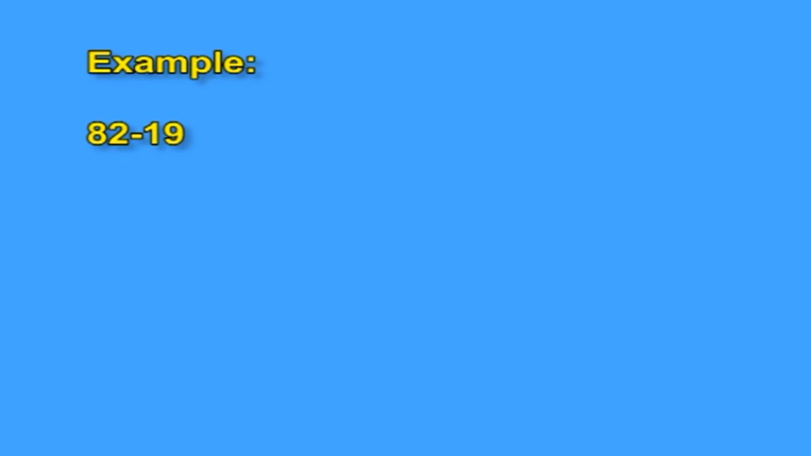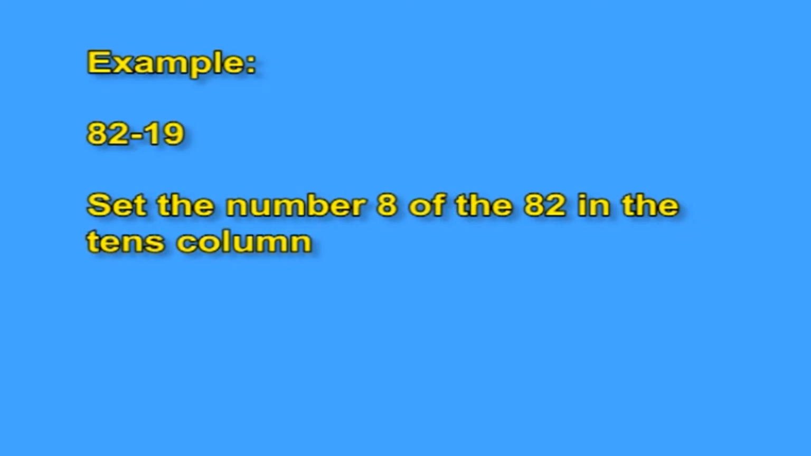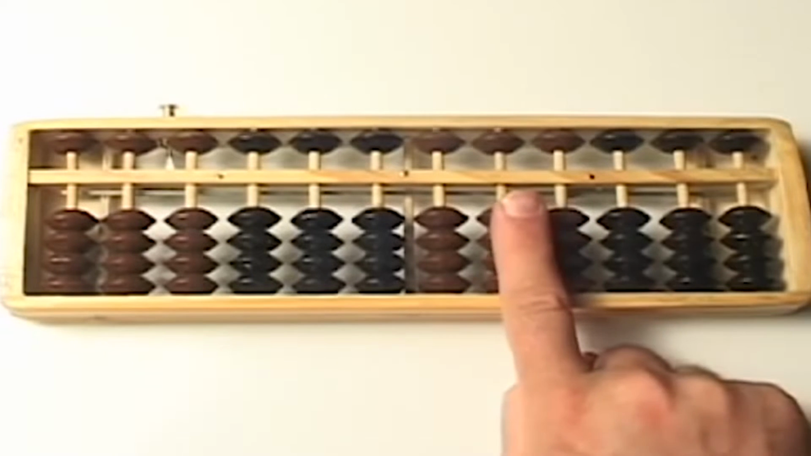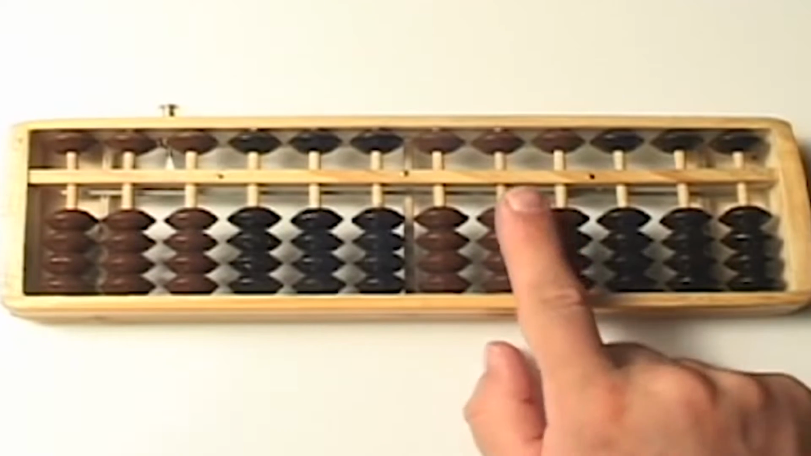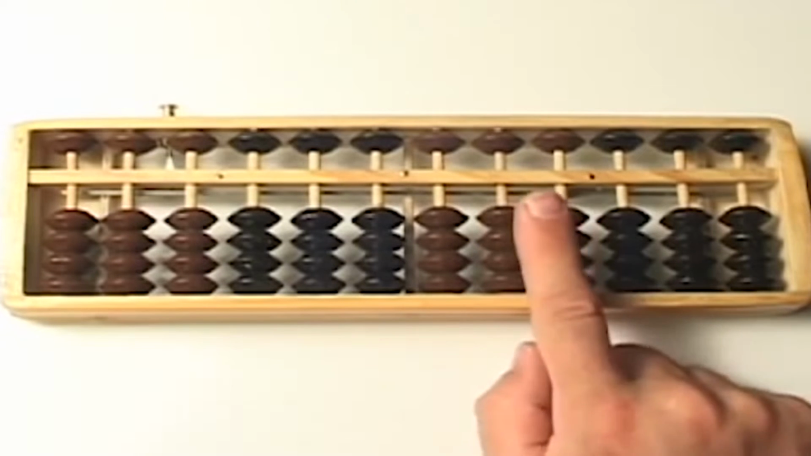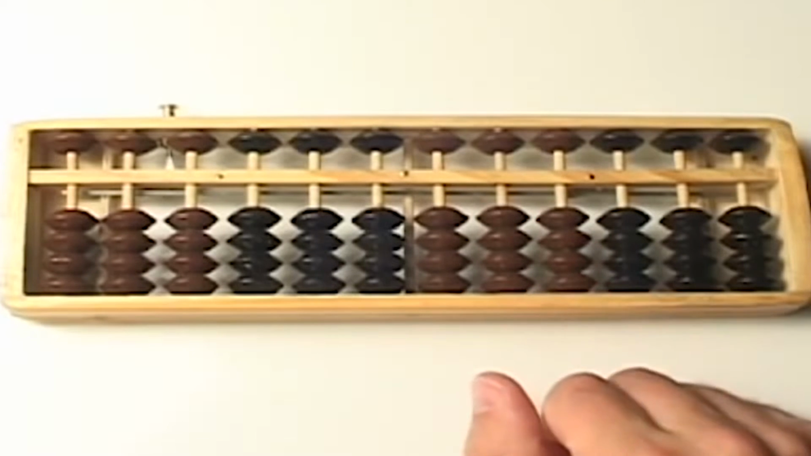Example, 82 minus 19. First, set the number 8 of the 82 in the tens column. 2. Set the number 2 of the 82 in the units column. Now, right and left hands should be on the units and tens column respectively. In this example, we have to clear 1 in the tens column and 9 in the units column.